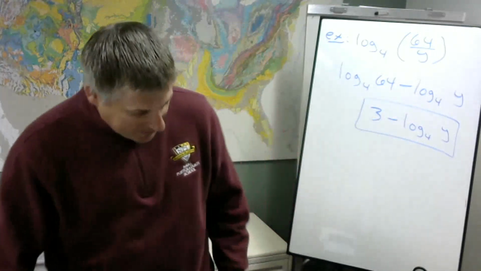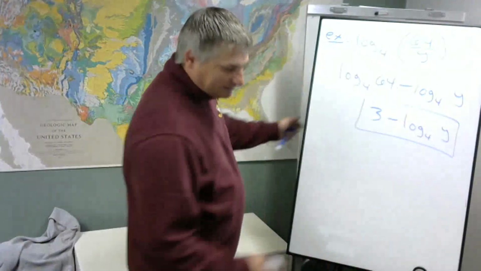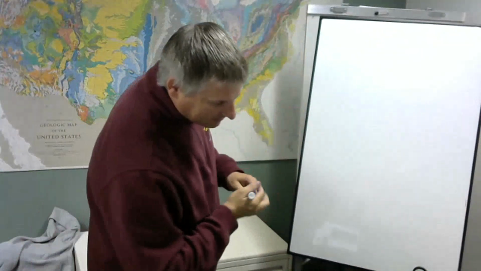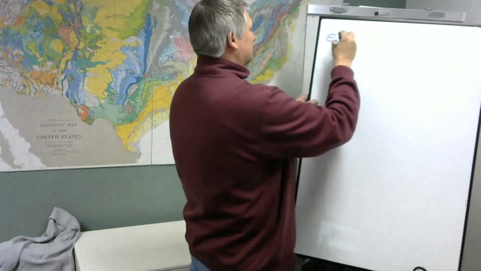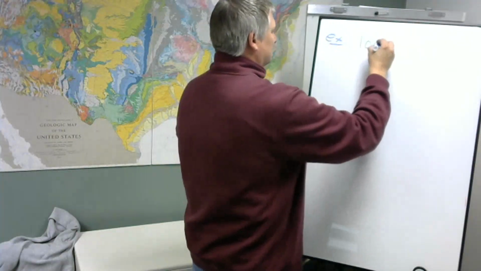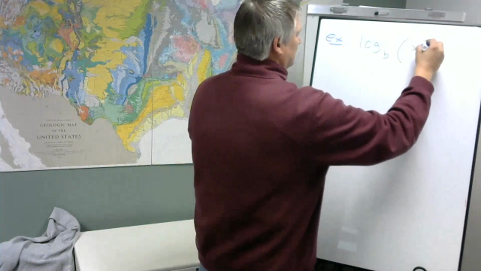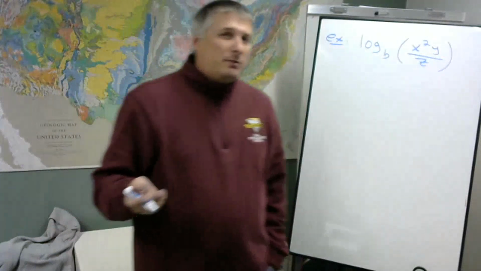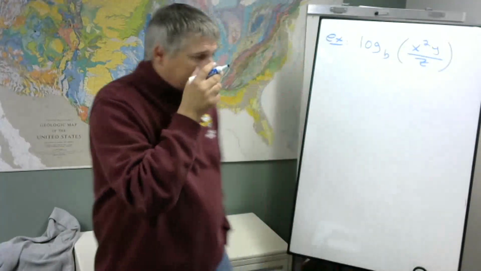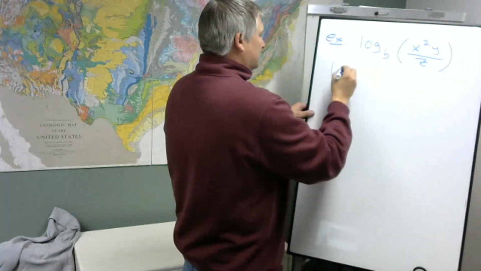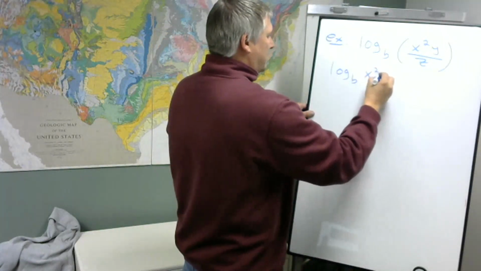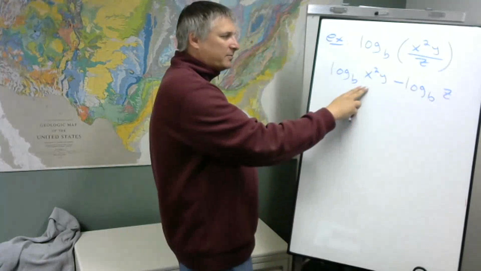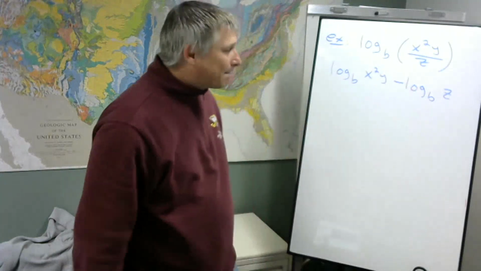All right, let's keep going. Let's see what else is here. Let's say we have this. So initially what we have is a logarithm of division. So that means we're going to subtract. So log base b of x squared y minus log base b of z. Logarithm of the numerator minus logarithm of the denominator.